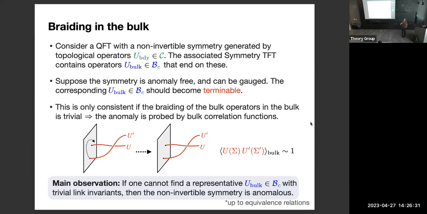And maybe this is an obvious statement, but the main observation is that if you cannot find a representative bulk operator in my symmetry TFT that has such trivial link invariants or such trivial correlation functions, then the associated non-invertible symmetry is anomalous. So this is a testable version of this idea, which is not new, which is that the anomaly is probed by bulk correlation functions of the operators. So is that logic clear? I hope.